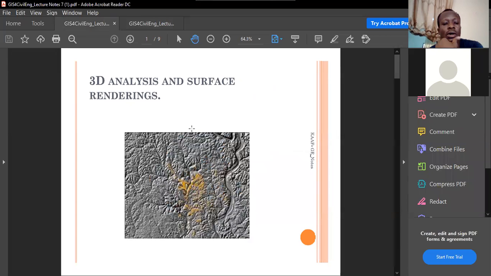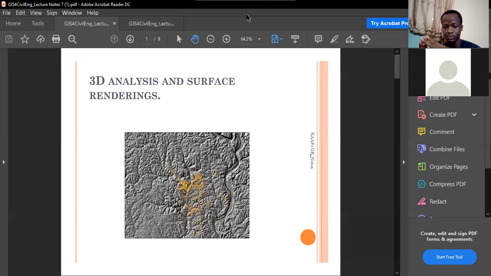So the next thing that I want to talk about is 3D analysis and surface rendering. It's very important for us to know that data is not only collected in planimetry. In other words, we don't just take data and look at it as if everything is flat. But then there is the elevation or height component, which is very useful in doing a whole lot of analysis, like hydrography.